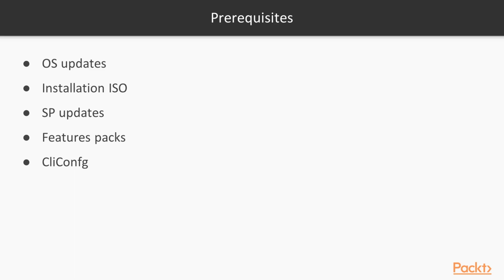Feature packs as well. If you would like to get those installed as you are installing SharePoint, you need to add those to the updates folder as well. The feature pack, you would only need feature pack 2, which will also include feature pack 1. So there's no need to have both.